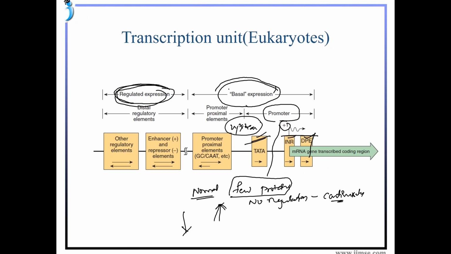And also there will be basal regulation and regulated regulation in eukaryotes. There is not much basal expression that will be constantly expressed, whereas in regulated expression there will be something called enhancers and repressors. The enhancers will increase the expression, whereas repressors will decrease the expression, and a few other regulatory elements may also participate in the regulated expression.